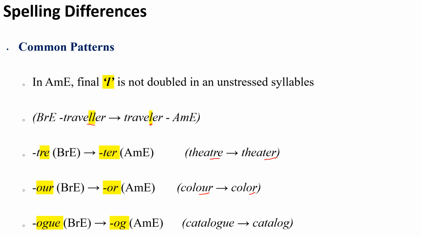Next, some words end in OGUE in British English, but in OG in American English. So for example, catalogue, OGUE, this is in British English. In American English, just OG.